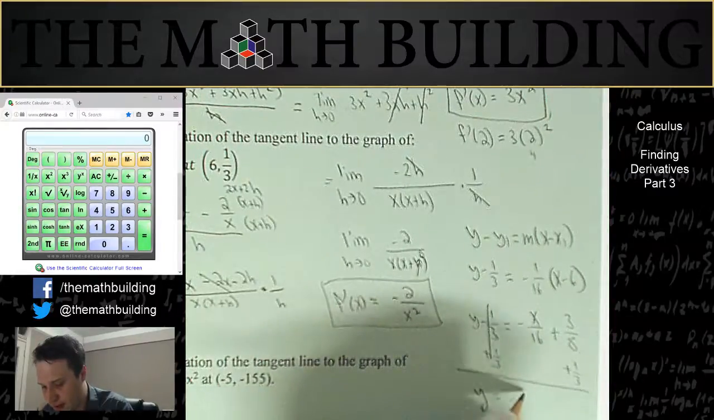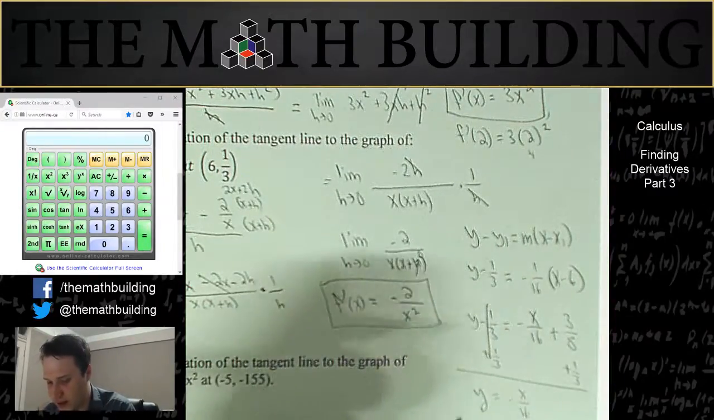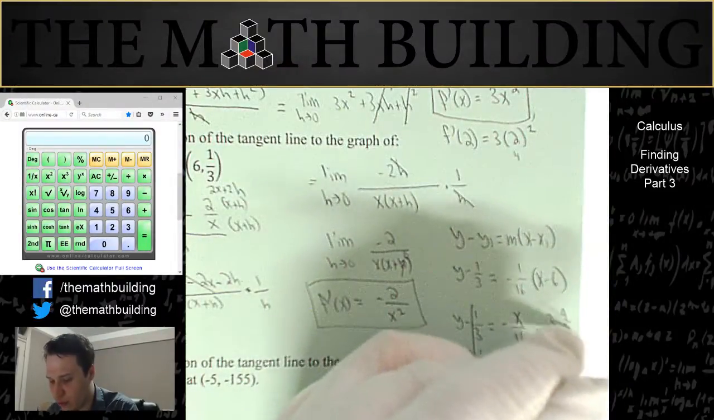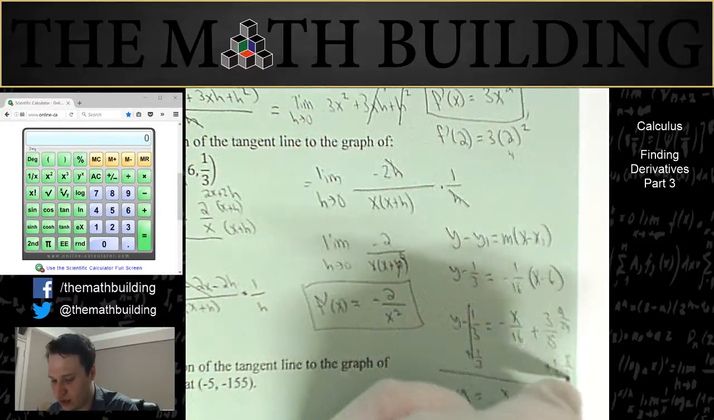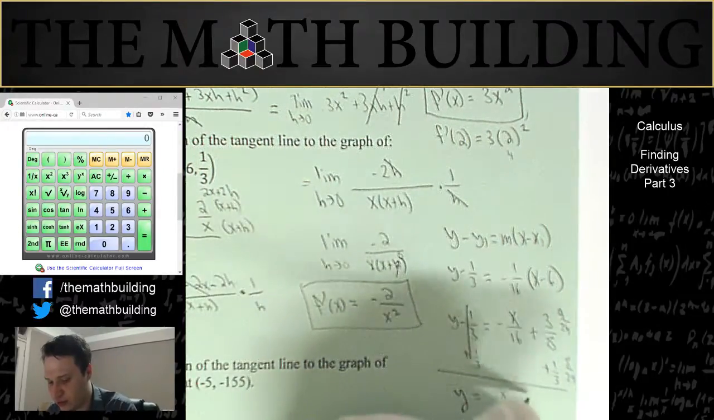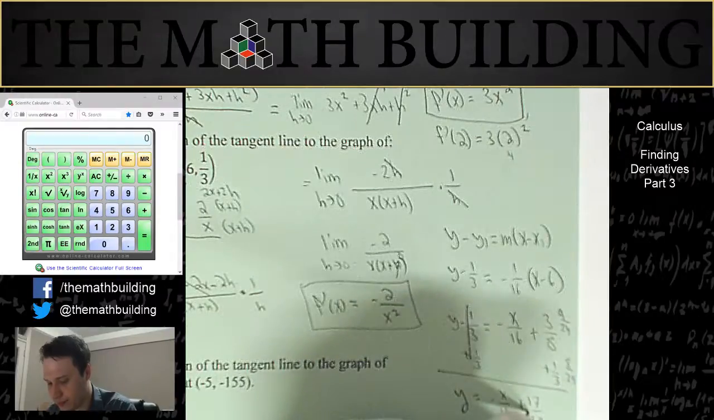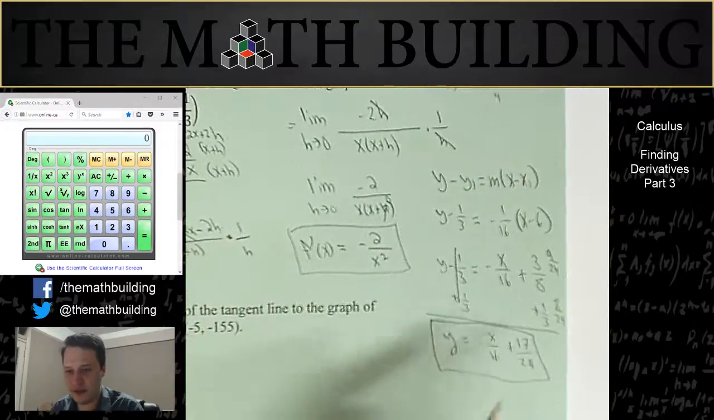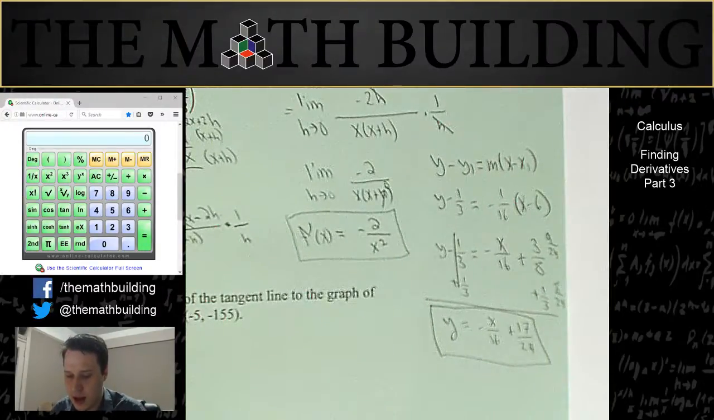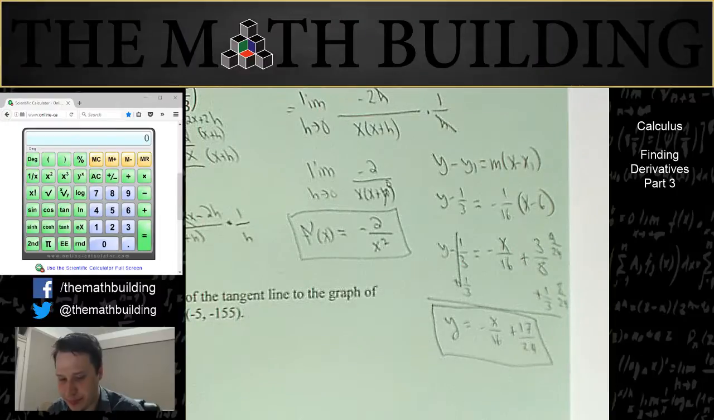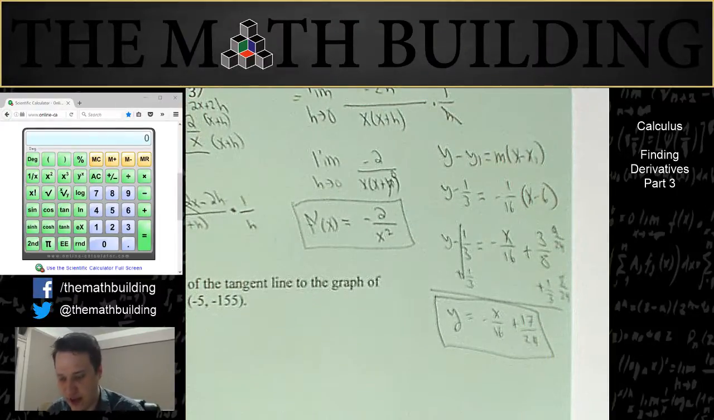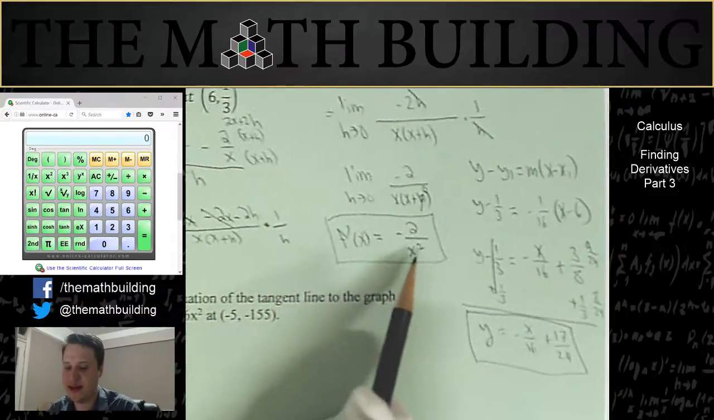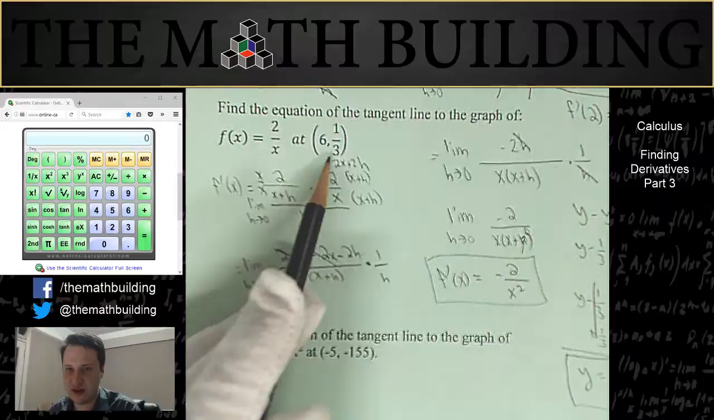Y is equal to negative x over 16. And if I do 3/8 plus 1/3, that's going to be 9 over 24 plus 8 over 24. And so that'll be 17 over 24. So there we go. It is in slope-intercept form. We had to do a little bit of fraction work there at the end. Yeah, that's our equation of our tangent line. Negative x over 16 plus 17 over 24. That's the actual tangent line at the point 6 comma 1/3.